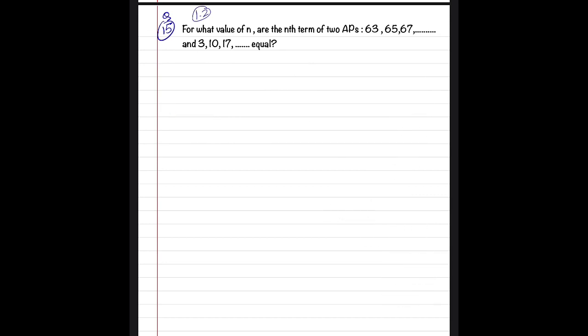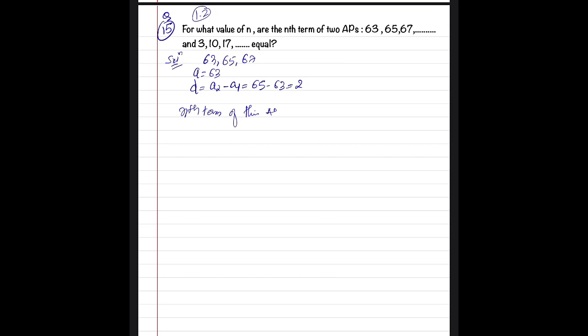Students, here I will take the first AP: 63, 65, 67. Here the first term is 63. What is the common difference? The common difference is a2 minus a1, which is 65 minus 63, equal to 2. Okay. So we have to find out the value of the nth term of this AP.